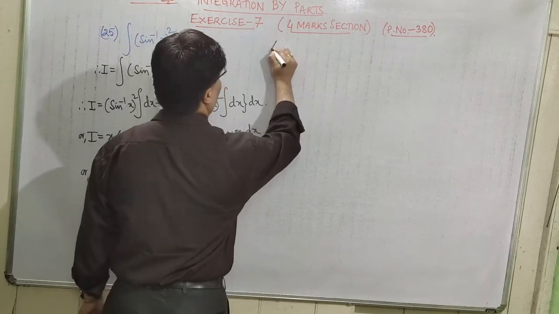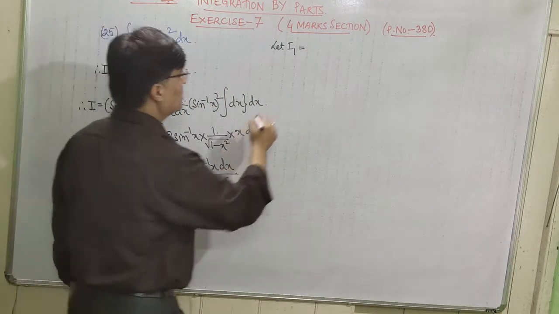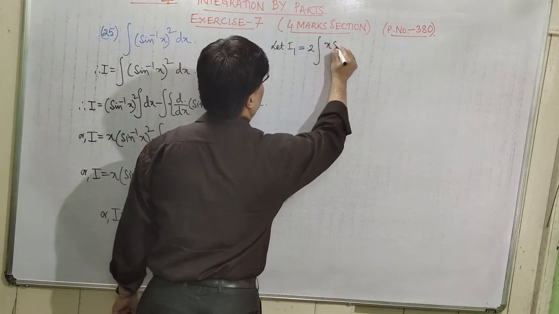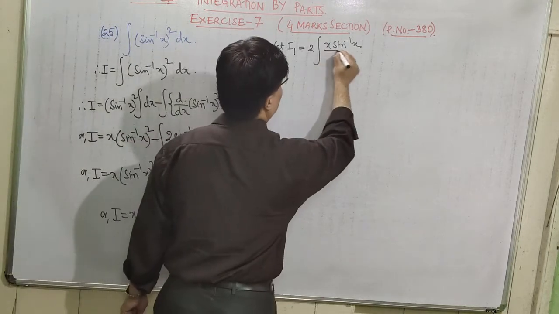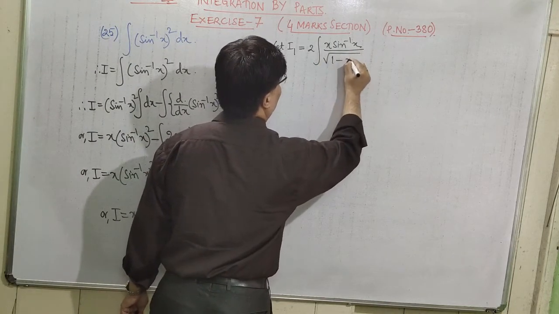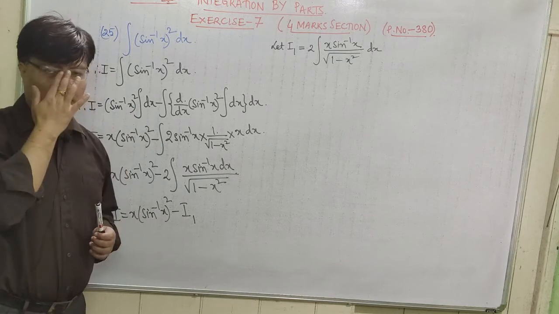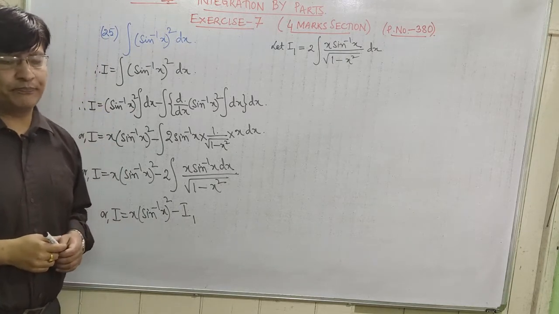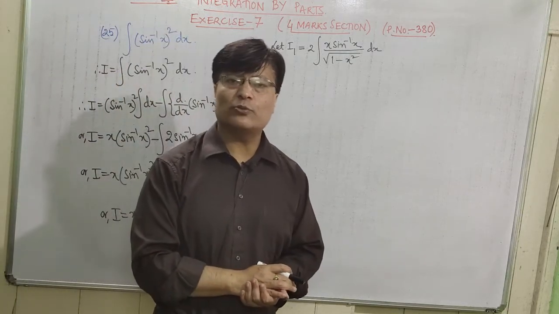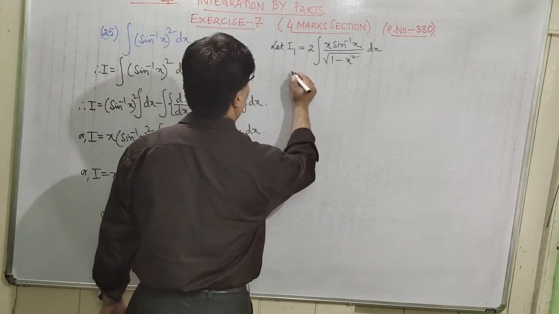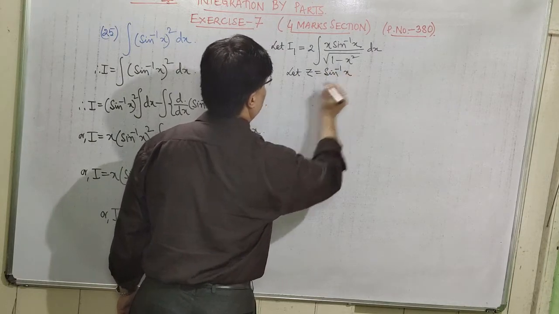So let I1 is equal to, so here, what is I1 here? It is 2 integration of x sine inverse x, isn't it? x sine inverse x divided by root over 1 minus x square dx. Is that clear? So now here also let us do the method of substitution. We can assume sine inverse x as z because the differentiation of sine inverse x is 1 upon root over 1 minus x square. So let z is equal to sine inverse x.